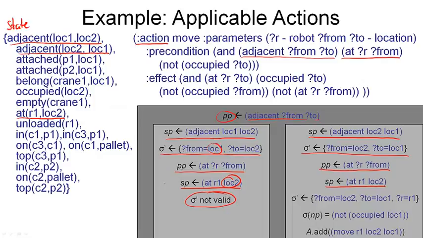So let's go back to the example. What we have here is we need to match R to R1, and again we can do that. We match from to location 2, and again previously we had matched from to location 2, so this is consistent with the way we need to match from now, which means we can actually in this case extend the substitution and have a new substitution, in which case from is location 2, 2 is location 1, and R is R1.